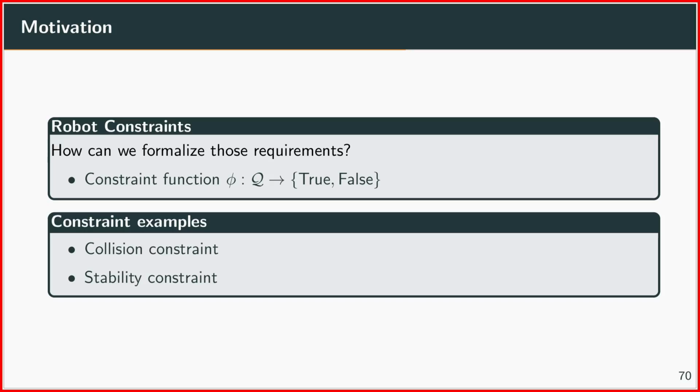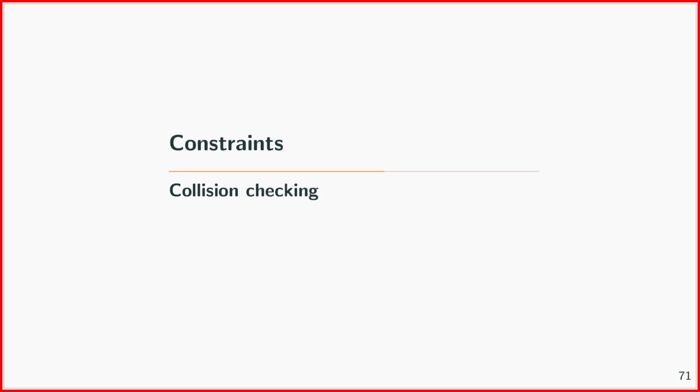And we will look at how we can construct two constraint functions and how we can actually compute them. One are collision constraints, which I would say are the most important ones for robotics. And the second one are stability constraints, which are only important if you have like a walking robot, like a humanoid or a quadruped. But this is also something which is pretty important for a lot of applications, of course. Okay, and with that, let me start with collision checking.